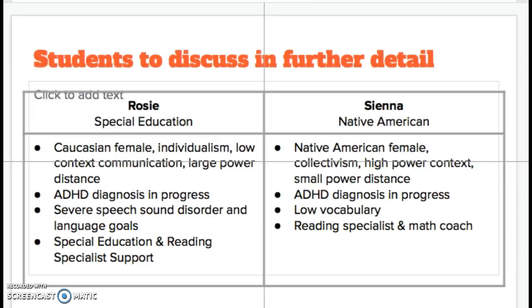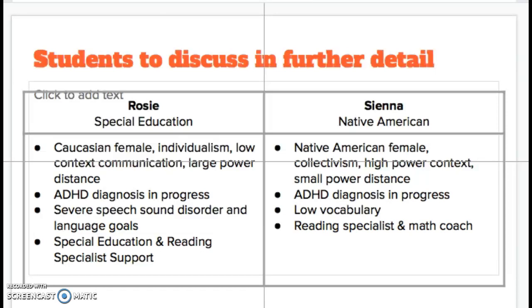Unless you know her very well and you don't really know the context, it's very difficult to know what she's saying. She also has language goals. Because of her severe speech sound disorder, Rosie also has delays in her literacy development, so she receives daily support from both a special educator and a reading specialist.